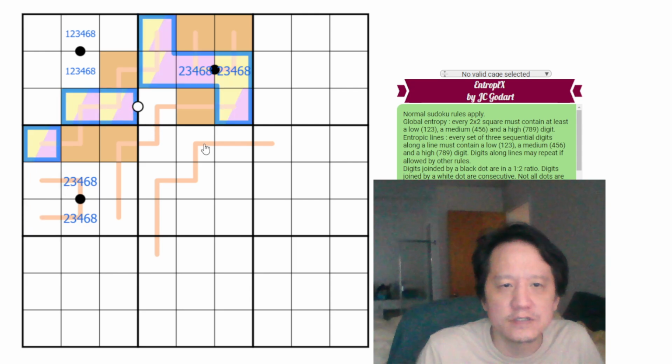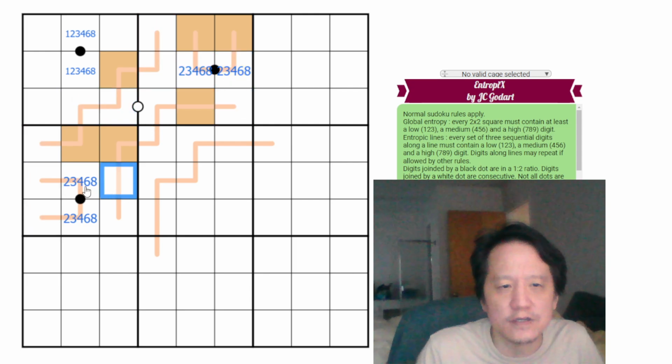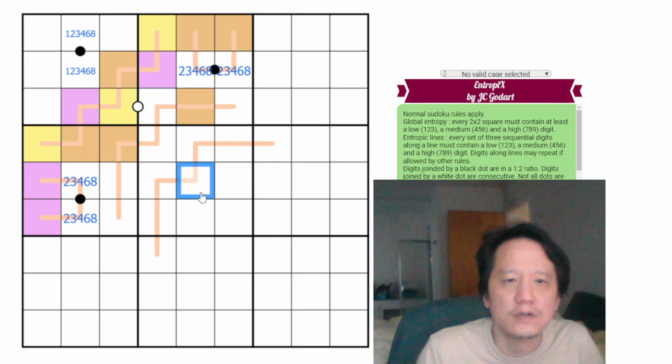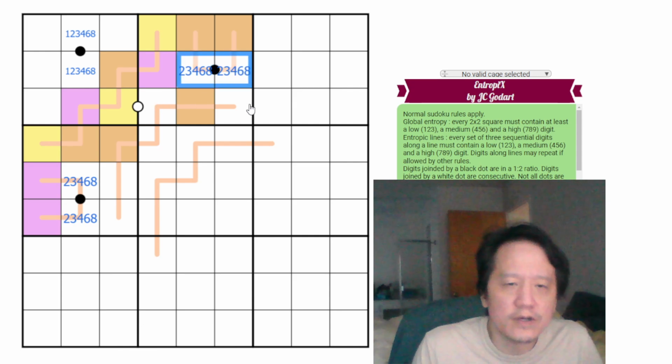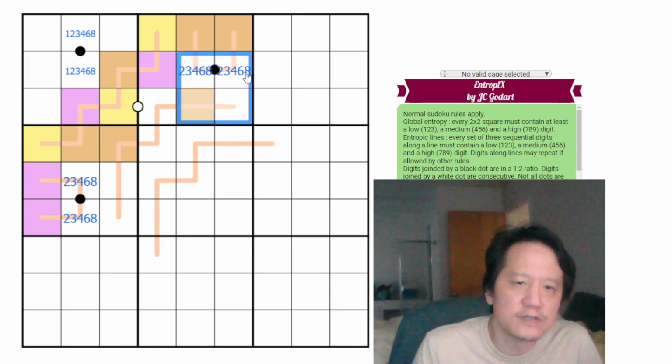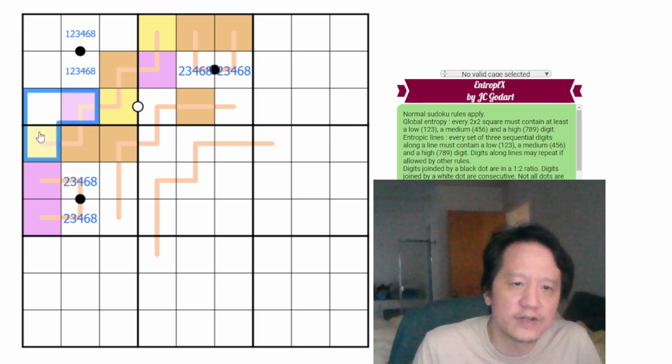Okay, so let's change these. This will be pink, and this will be yellow. So this has to be pink. That means that's yellow. This is pink, and that's yellow. Okay, so this is obviously one pink and one yellow, so this is fine as a 2 by 2 square. This is fine as a 2 by 2 square. This is fine as a 2 by 2 square.